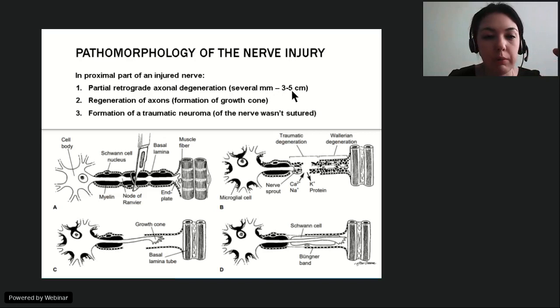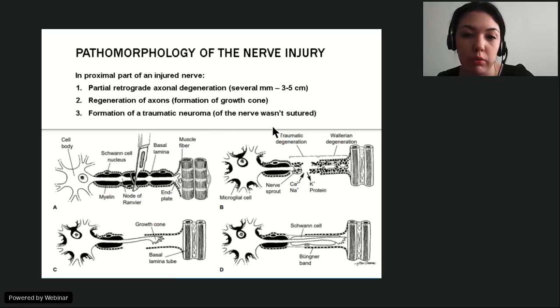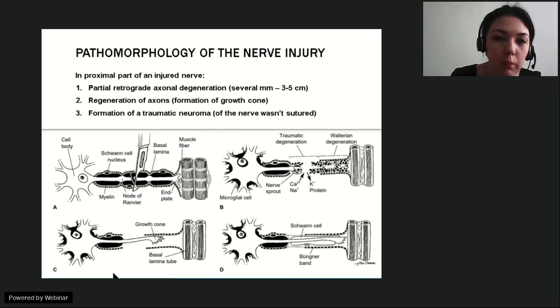And then after partial degeneration, regeneration takes place. So formation of a growth cone, here you can see. If the proximal and distal ends of the nerve are together, then the growth cone enters the distal end of the nerve. If there is a big gap between the proximal and distal ends of the nerve, then a neuroma is formed. In case the nerve was not sutured, neuroma is one of the complications of nerve injury.